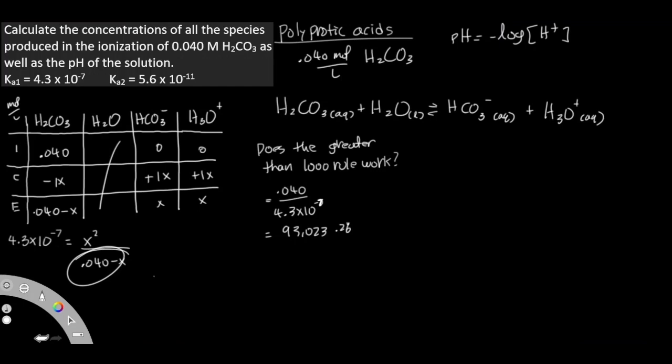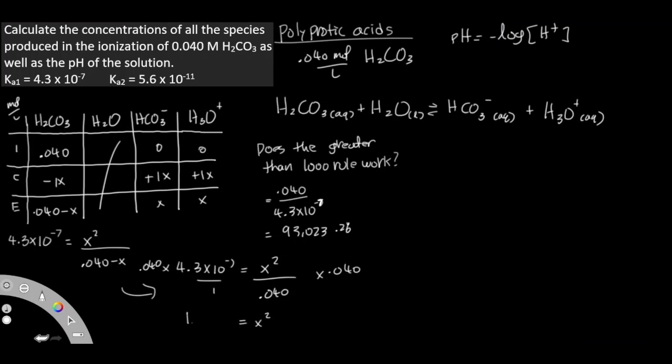it's such a small value that we don't have to be putting 0.040 minus x. We can just keep it as 0.040. So instead of doing this, bring this one over here where we have our 4.3 times 10 to the negative 7 is equal to our x squared, and now we're just going to simplify it to 0.040. Now we can quickly cross multiply here, or if you want, multiply this side by 0.040. You can also do the same thing here, multiply by 0.040. What you end up getting for our x squared is 1.72 times 10 to the negative 8.